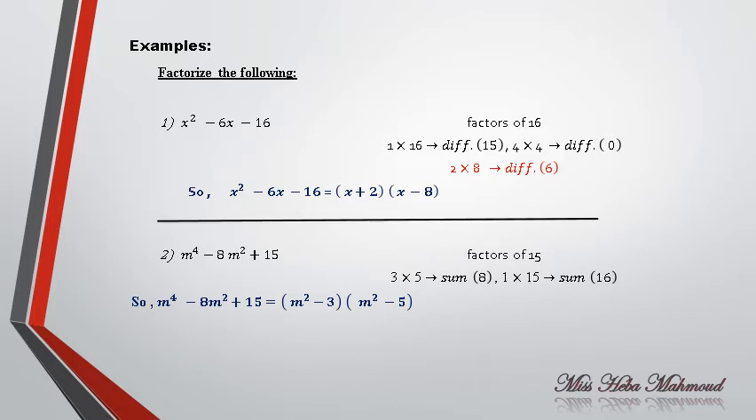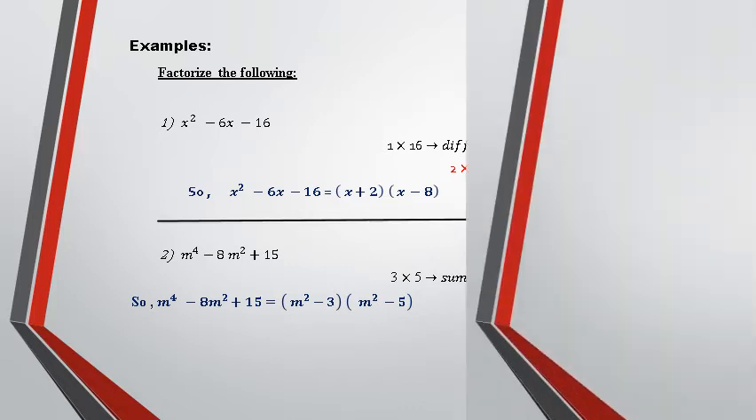And then find the factors of 15. The factors of 15 are 3 times 5 and 1 times 15. But which of these two factors, their sum, because the third sign here is positive, will be like the middle term, which is 8? So we will take 3 times 5. So we write the two brackets: m power 2 minus 3 and m power 2 minus 5.